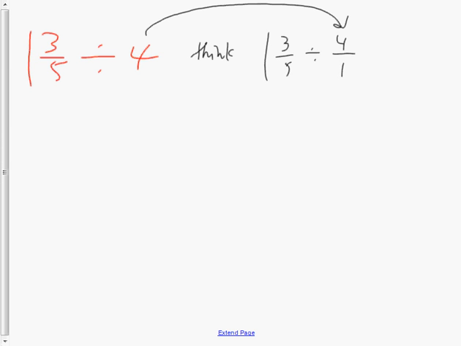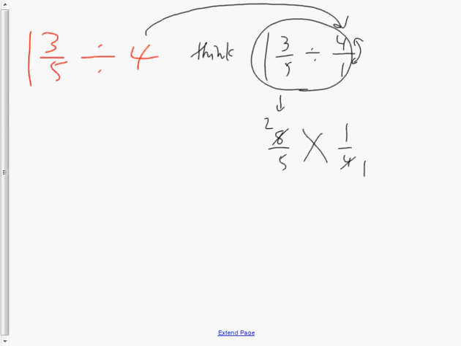So now we know that the way we're going to solve this is change this to improper, change division to multiplication, and use the reciprocal of a quarter. Now, dividing by 4 is the same thing as multiplying by a quarter. A quarter of a number is the same thing as dividing it into 4 parts. Once I have that, I can use cross reduction if I wanted. I would get 2 over 5 as my answer.